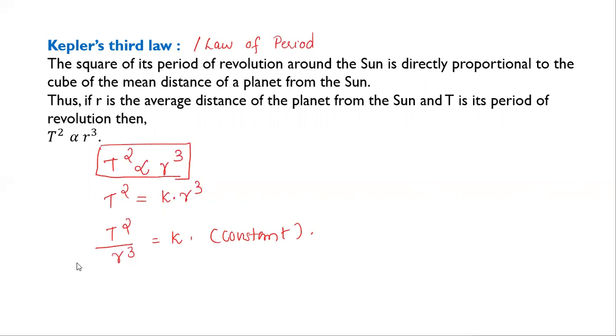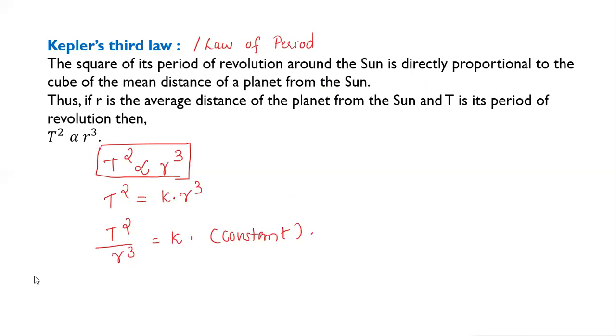T square is proportional to R cube. That is, square of T, meaning period of revolution, is directly proportional to the cube of the mean distance of the planet from the sun. So these are the three laws stated by Kepler.